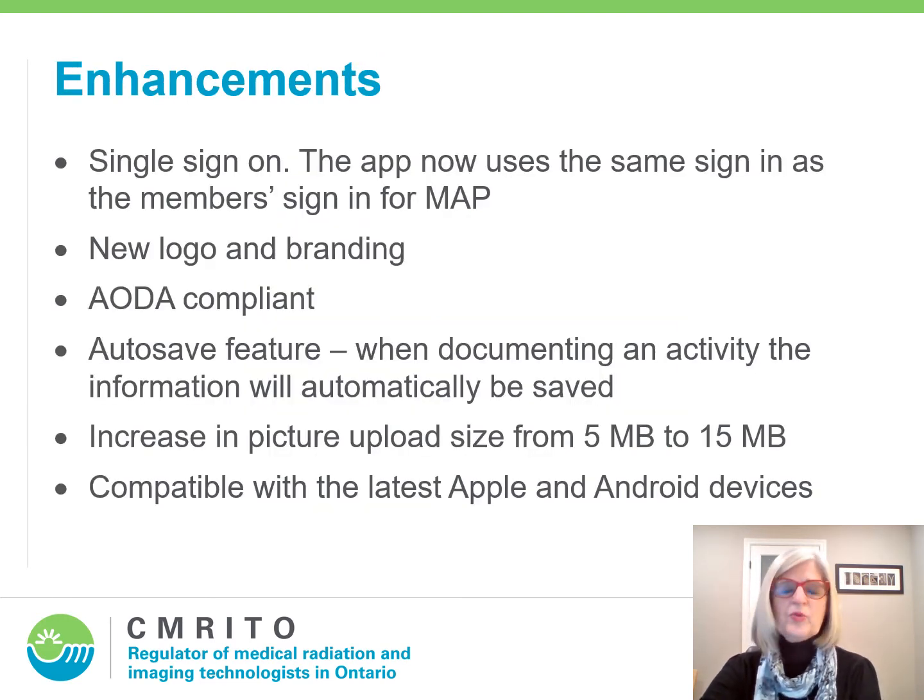Some of the enhancements you will notice on the app is now it has the single sign-on. The app uses the same sign-in as you use when you go into your MAP account on the CMRITO website. You will see it has a new logo and branding. It's AODA compliant. It has a lovely autosave feature, so when you're documenting an activity, all your information is automatically saved. If you're uploading a picture, you can now increase the size of the document that you're uploading from 5 megabytes to 15 megabytes. And it's compatible with the latest Apple and Android devices.